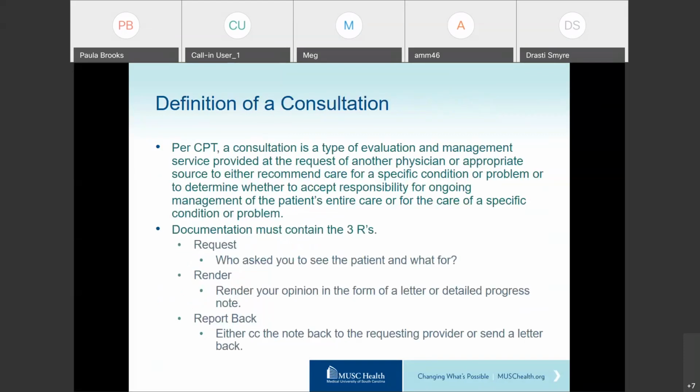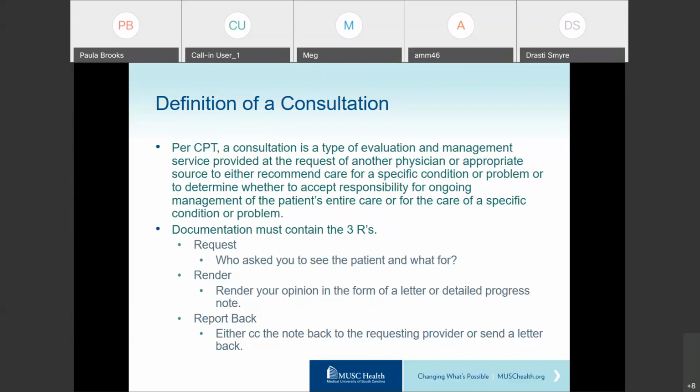Next, we're going to talk a little bit about consults. The first thing I want to emphasize is the definition of a consult. A consultation is a type of evaluation and management service provided at the request of another physician or appropriate source to either recommend care for a specific condition or problem, or to determine whether to accept the responsibility for the ongoing management of the patient's entire care or for the care of a specific condition or problem.